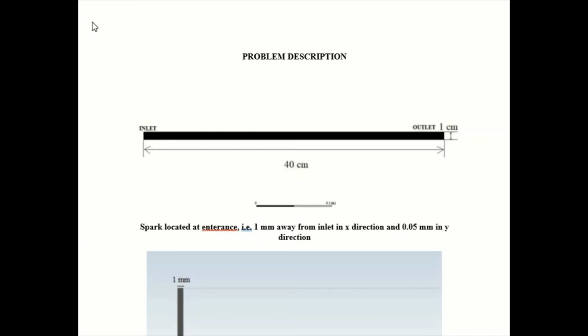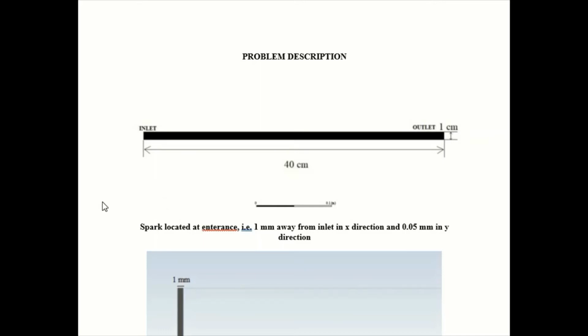So let's begin. For this demonstration of premixed combustion modeling, we're going to use a 2D tube which is shown below. This is a 40 centimeter long tube with 1 centimeter height. We're going to use this as our problem. A premixed mixture of methane and air will be entering this domain, and then we will be igniting this mixture using a spark which will be located at the entrance, that is, at the inlet.